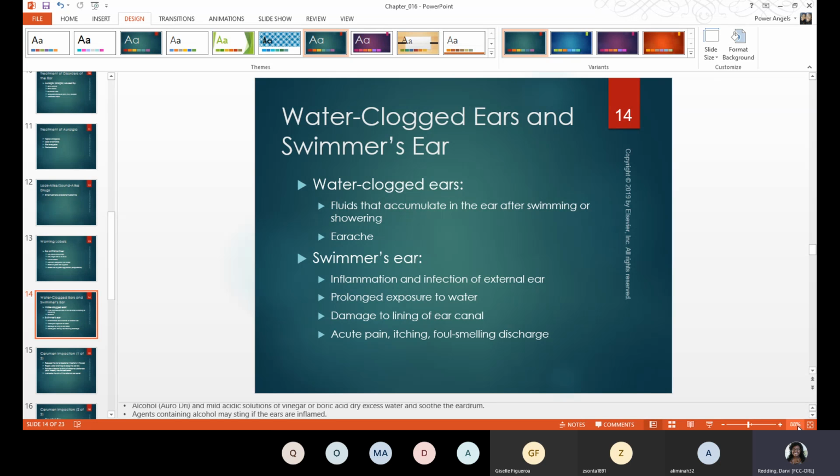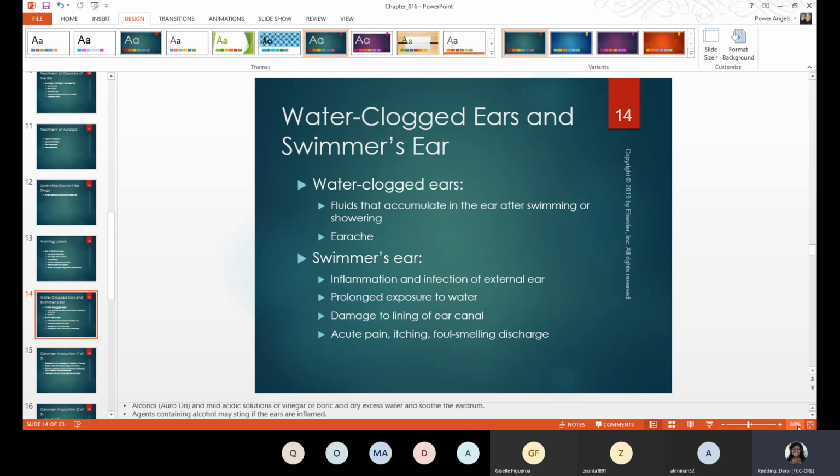Aerosdry and other examples of a mild acidic solution of vinegar or boric acid are going to help by drying the excess water, and it can also soothe the eardrum. Now, there are some agents that contain alcohol that might sting if the ears are inflamed. So there is a difference between water-clogged ears as well as swimmer's ear.